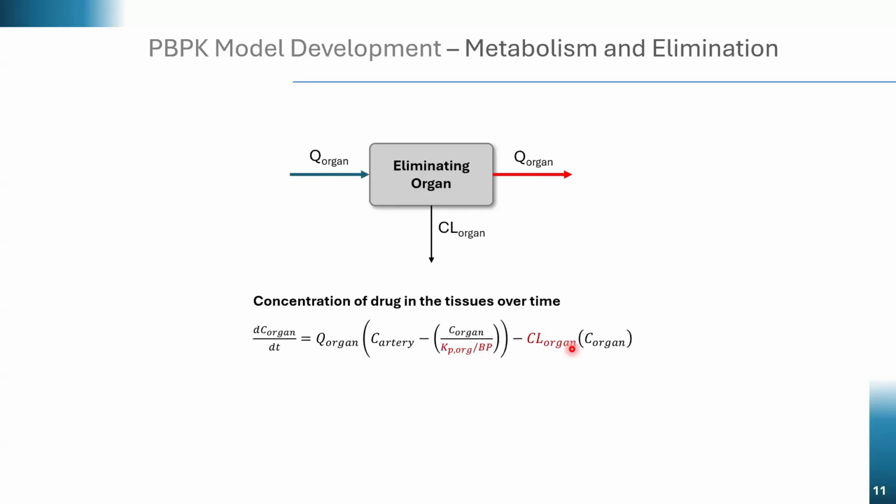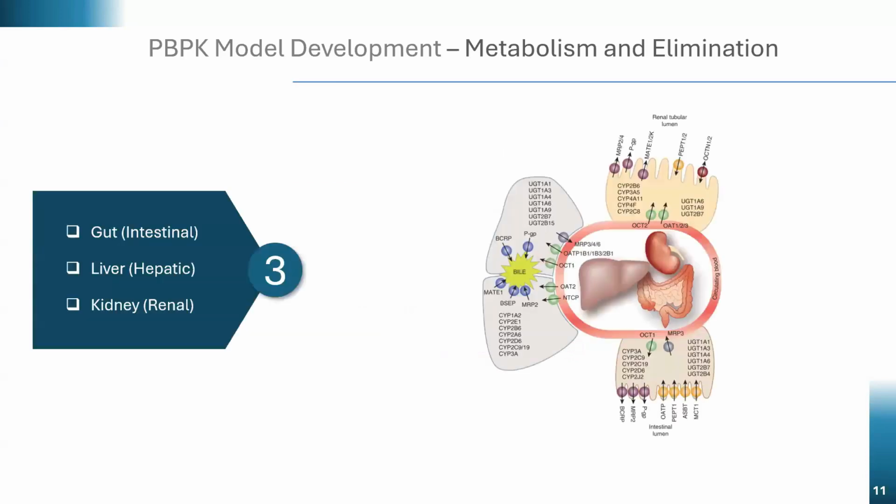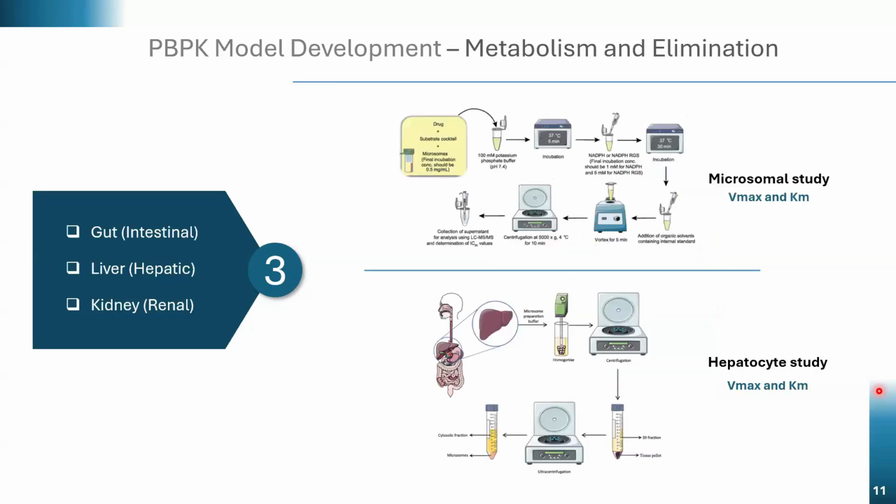So let's now talk about the mechanisms. There are three primary sites where metabolism and elimination can occur in the body, and that is the gut, the liver, as well as the kidney. Now, one of the early decisions that we want to make in drug development is to know, at the early stage, which enzyme is responsible for the metabolism of our drug. To answer this question, there are standard in vitro metabolism experiments that are conducted. And here are a few of them.